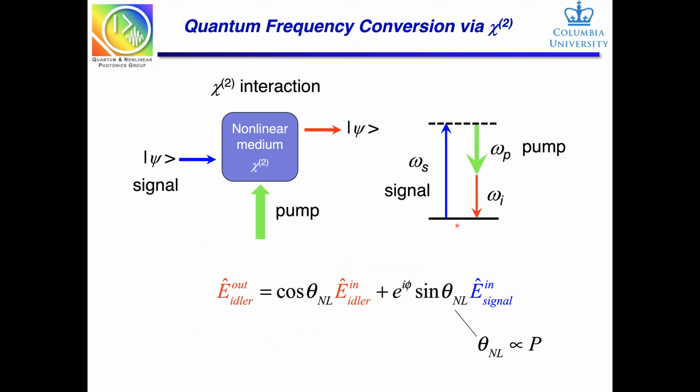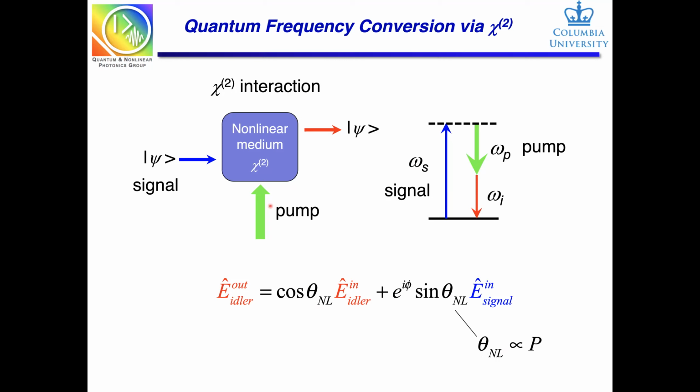If you want to think in terms of this photon picture, I have my signal here, which is a few photons, and I have a strong classical pump wave. Again, if you look at the relationship between the idler field and the signal field, the converted field, it obeys this beam splitter unitary transformation. That is the idler's cosine times itself plus a sine times the signal. And this theta nonlinear here just depends on the power of your pump wave.